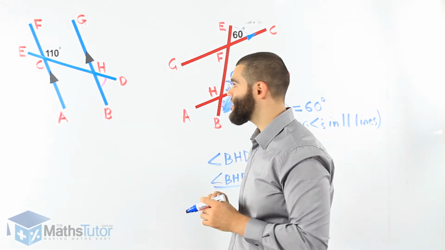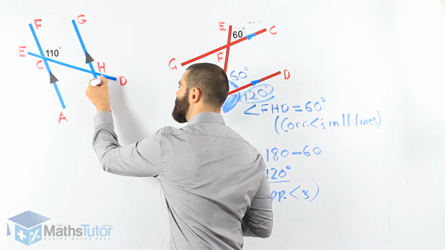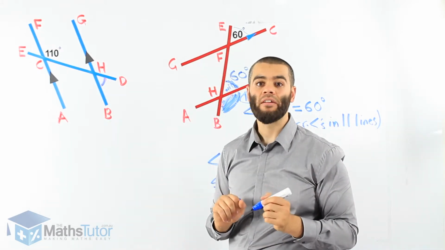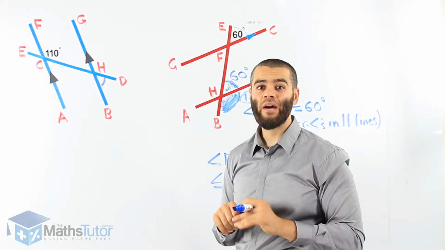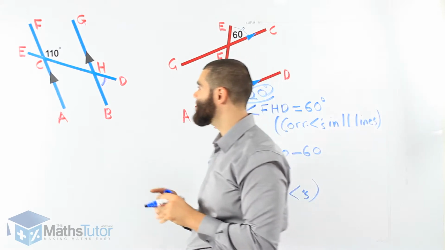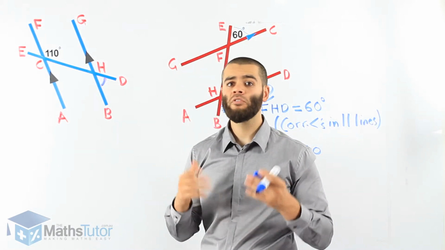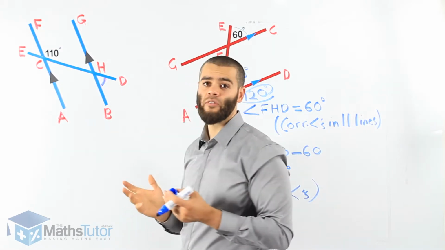Again, we are asked to find angle BHD. Angle BHD, where is it? It's right there. Angle BHD. We want to find it. We look at our diagram carefully. Hang on, once again, we have parallel lines. Straight away, parallel lines, we can think, can we use corresponding angles, alternate angles, co-interior angles? Well, let's get started and see, depending on the information that we have.